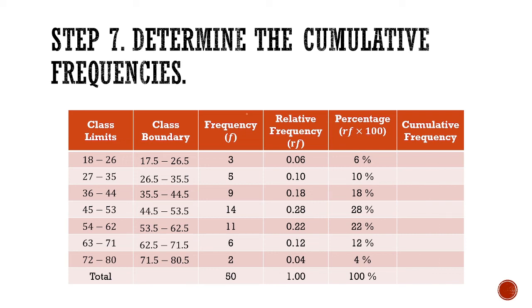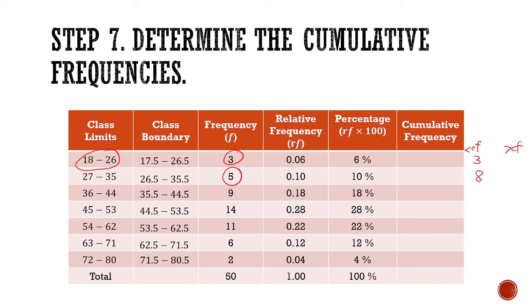But anyway, for this, there are actually two types of cumulative frequency. We have the less than CF and the greater than CF. For the less than CF, we just need to start from our lowest class limit, which is 18 to 26, and take its frequency. So in that, we will have there 3. And you move to the second class limit, which is 27 to 35, and you just need to add its frequency to the past CF, which is 3. So 5 plus 3 will be 8.